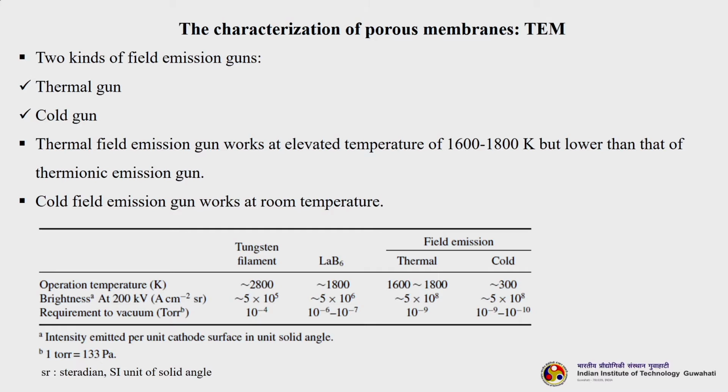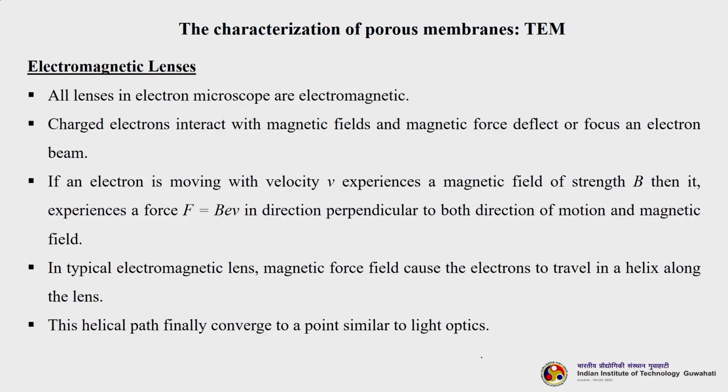You can see the table giving us an understanding about the types of guns. In total comparison, tungsten is there, LaB6 is there, then field thermal and cold. You can see that the operating temperature is the lowest for the cold one. The brightness comparison is also given, and the vacuum requirement comparison is also given. Here sr is the steradian, the unit of solid angle.